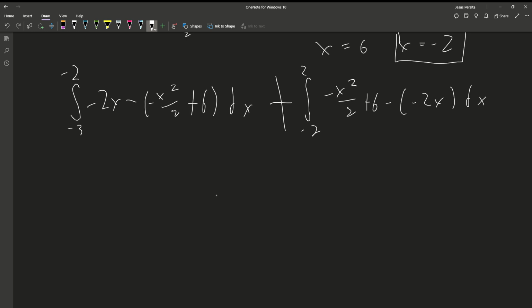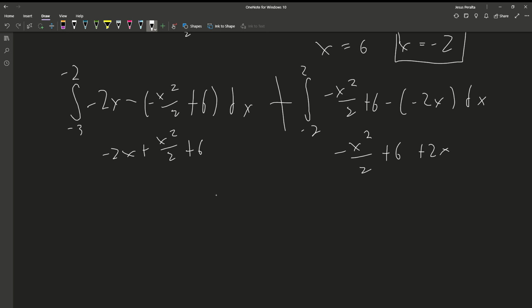Okay, now from here we'd probably just want to simplify. I'm not going to rewrite the integral though. So then we're just going to do negative 2x plus x squared over 2 plus 6. And then we could do the same thing over here, x squared over 2 plus 6 plus 2x. So now we're just going to find the integral and put it in order so it could look better and it can be easier for us.